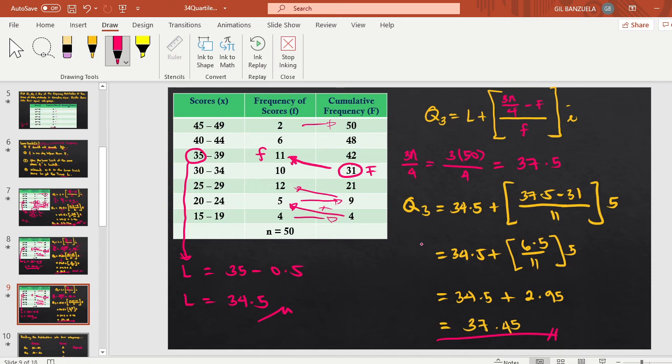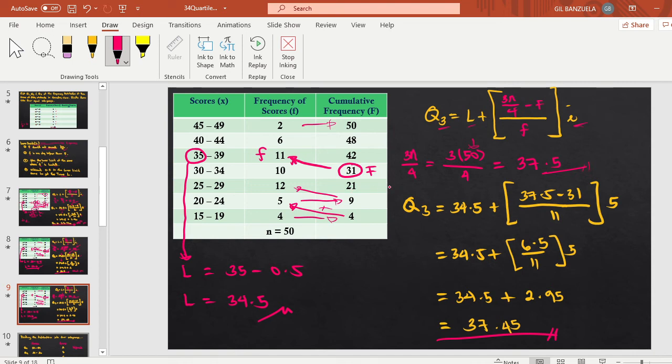Alright, and of course our formula now is, your k is equal to 3, since we are looking for quartile 3. Again, your L here is the true lower limit, and this time we have thrice the sample size all over 4 minus the cumulative frequency, all over the frequency where the lower limit is located, multiplied by the class interval 5. Now, getting the value of thrice n over 4, plugging in the value of sample size, which is 50, so that is 150 over 4, and that is equal to 37.5.